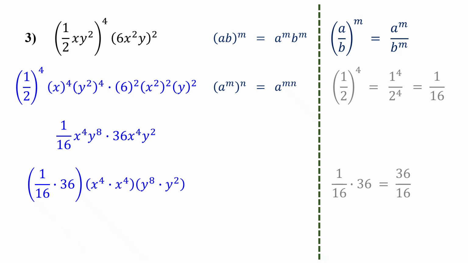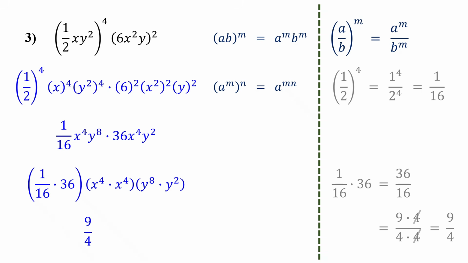1/16 times 36 equals 36 over 16. Both 36 and 16 share a common factor of 4. So this simplifies to 9/4, right? Always simplify fractions completely. Otherwise, the expression is not considered fully simplified.